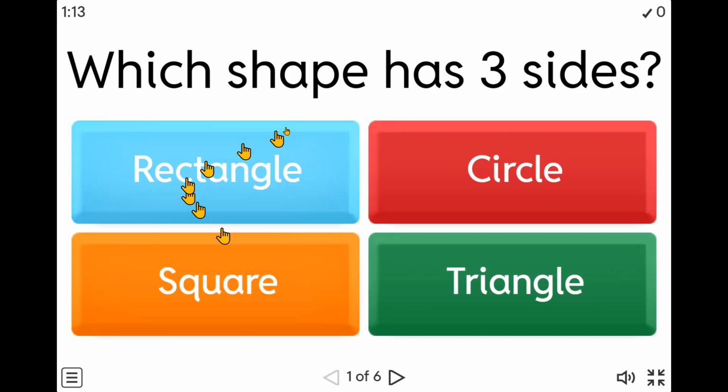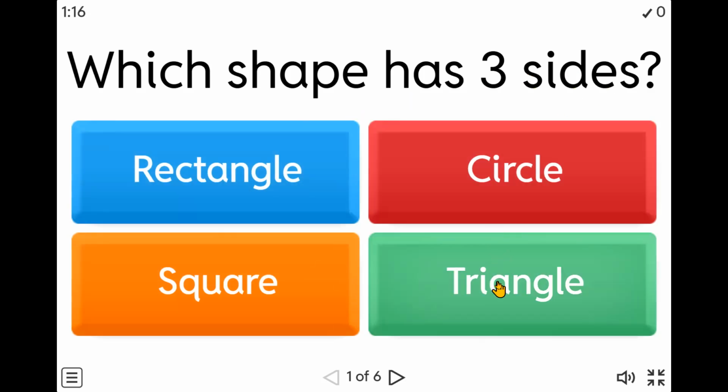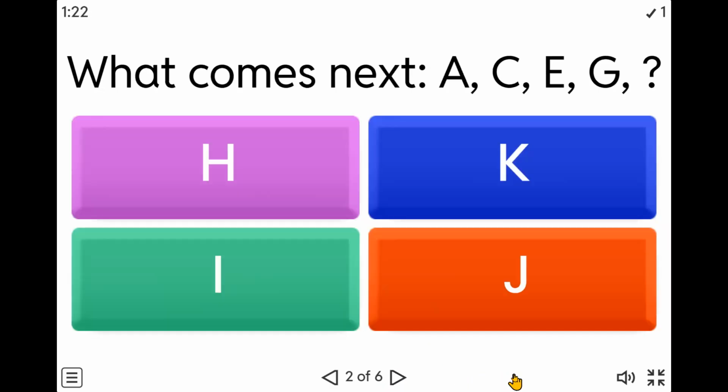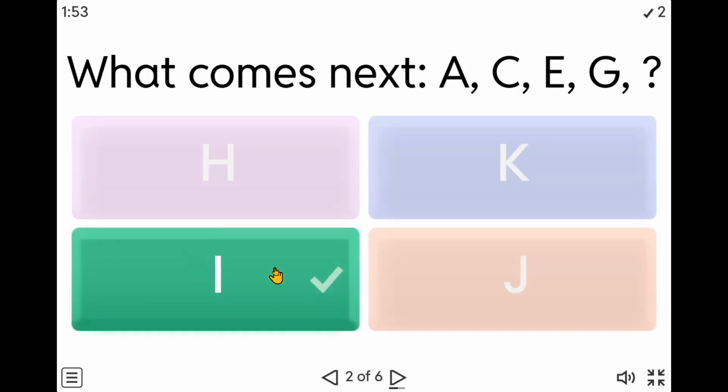Okay, yes, which shape has 3 sides? And I'm guessing the answer as triangle. Next question, let's see what the next question is. What comes next? A, C, E, G. What will come next in the series? H, K, I, J. Okay, and I am guessing the answer as I, because between each letter and the next one letter is skipped. So we are skipping H and the answer is I.